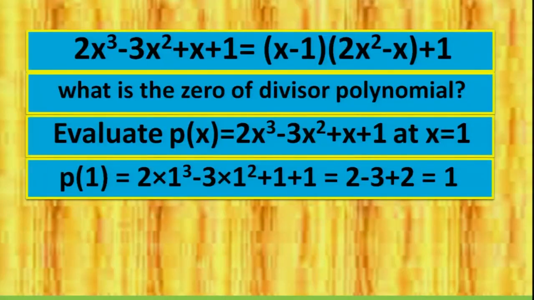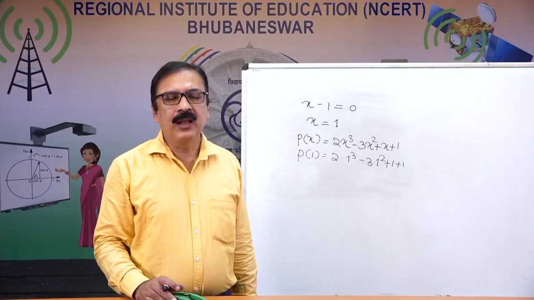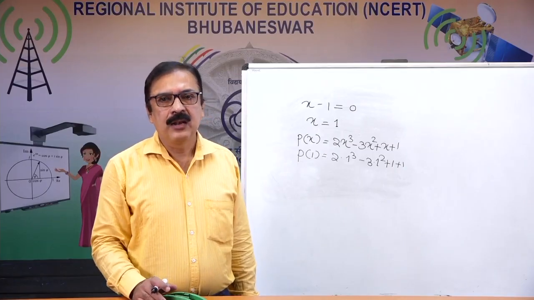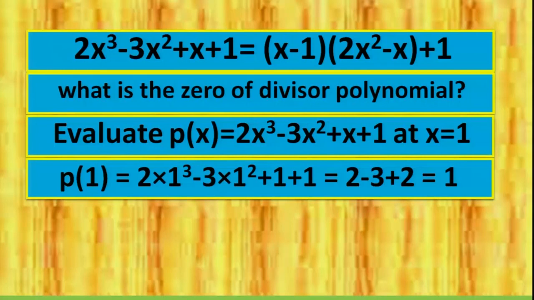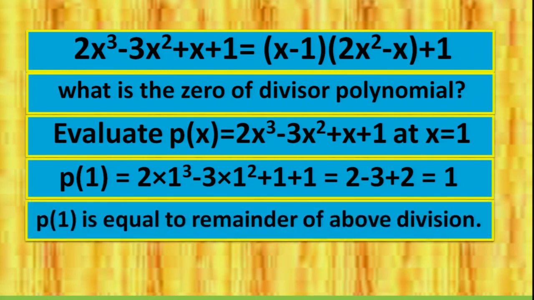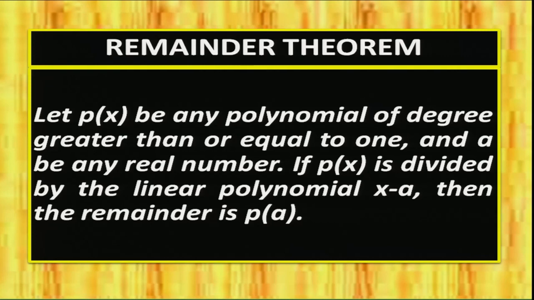Just compare the remainder of the given division. In the first line, it is written that the remainder is 1. Now, the value of the polynomial at x equal to 1 gives 1. So, can we get some idea about this value of the polynomial and the remainder? Let's see. P1 is equal to the remainder of the above division. So from this we get the remainder theorem.